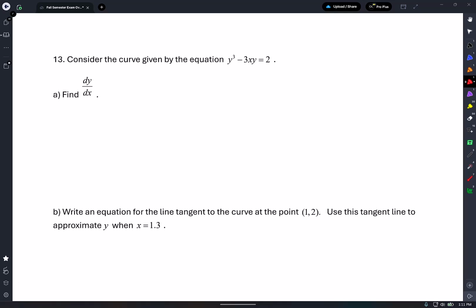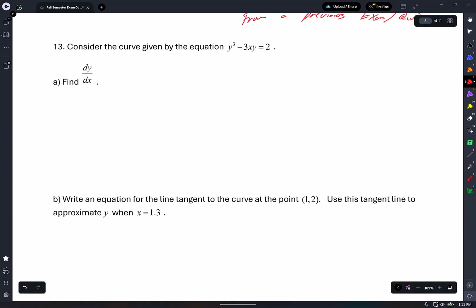Consider the curve given by the equation y cubed minus 3xy equals 2. So hopefully you remember this. This is from a previous exam, or quiz, I don't remember. So hopefully it was a freebie for you guys. Consider the given curve. Find the equation. No calculator. So here we go.